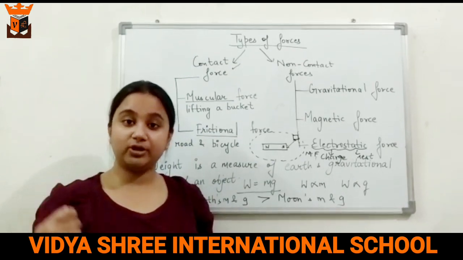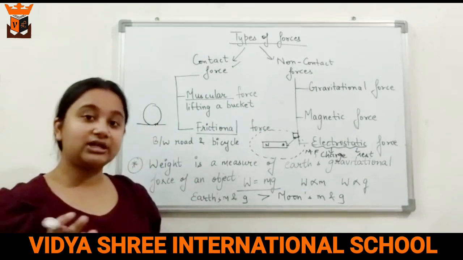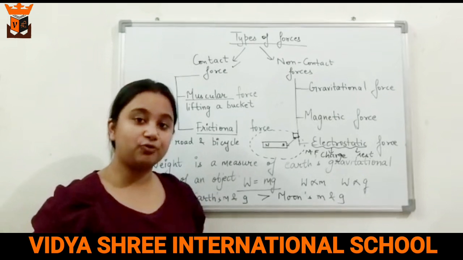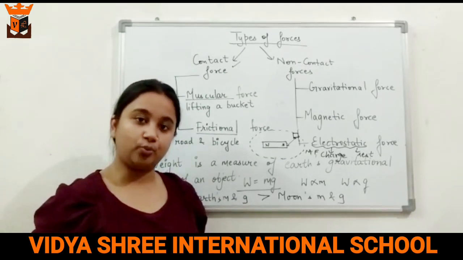Because when you rub that comb in your hair, it becomes charged. So because it is charged now, it is exerting the electrostatic force on the pieces of paper, and the pieces of paper are attracted to the comb.